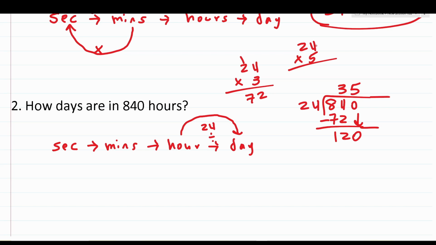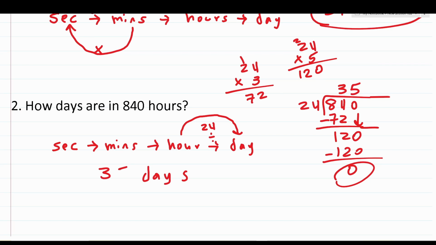24 times 5. 5 times 4 is 20. Bring down a 0, carry a 2. 2 times 5 is 10. Plus 2 is 12. So 24 times 5 is exactly 120. 120 minus 120 is 0. Since we hit a remainder of 0, we know we're done. So 840 hours, as you can see, is 35 days.